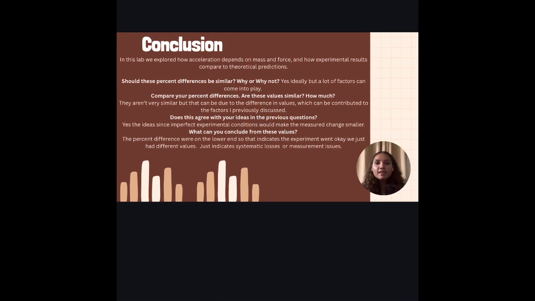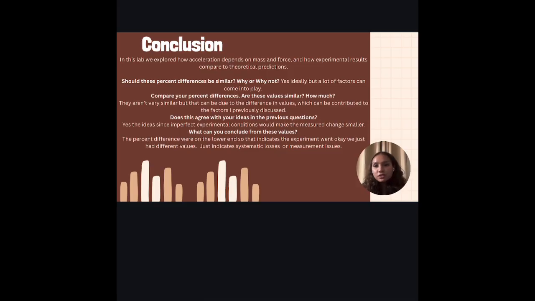So overall, in this lab, we explored how acceleration depends on mass and force and how experimental results compare to theoretical predictions. So, what we've seen in previous labs, we get to explore the relationship between force, mass, and acceleration using real world examples of a glider, pulley, and hanging mass. And we get to view the percent errors to determine our experiment's accuracy.